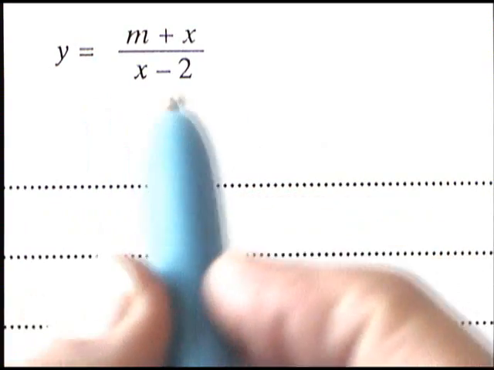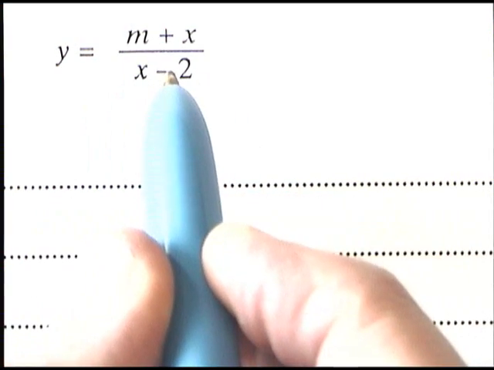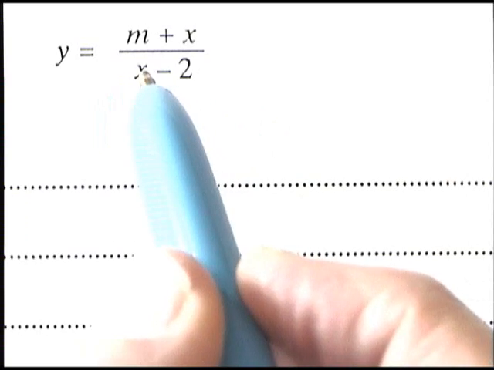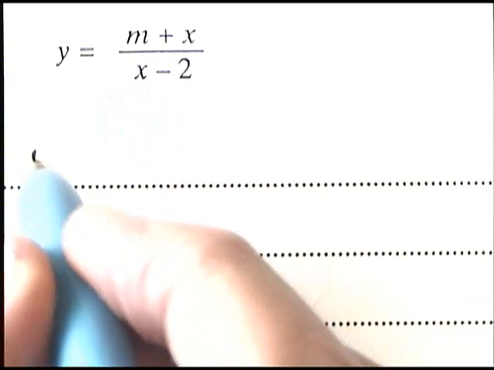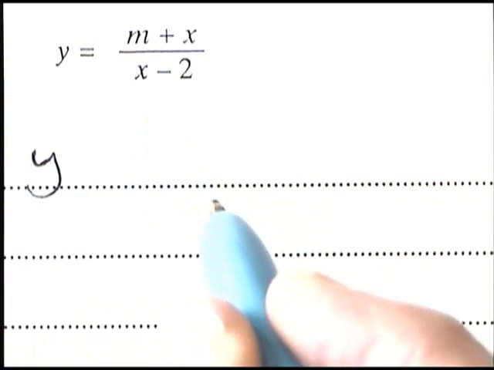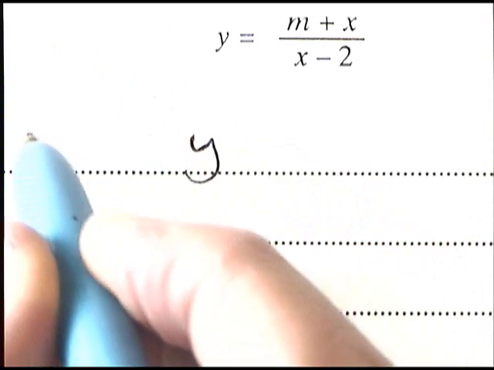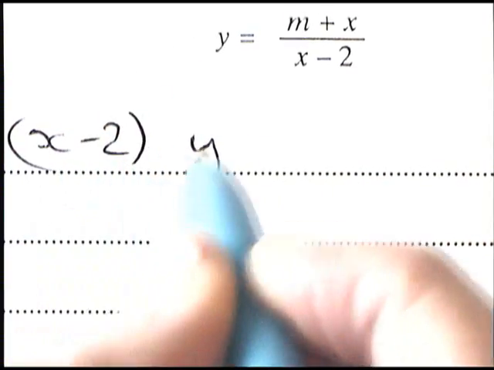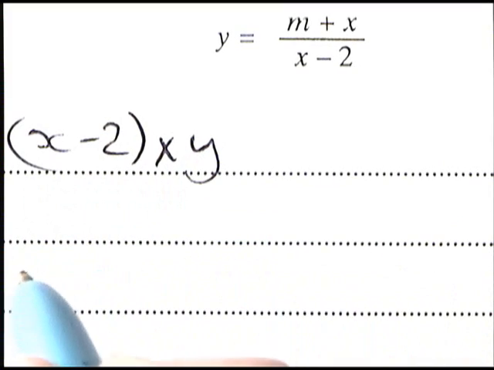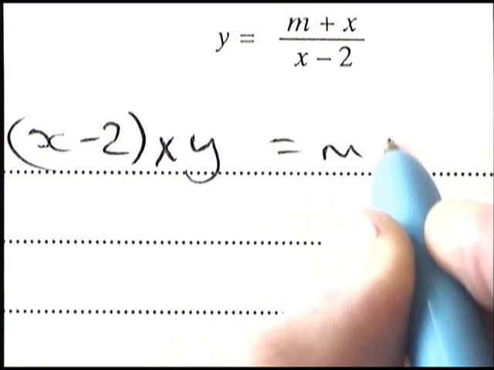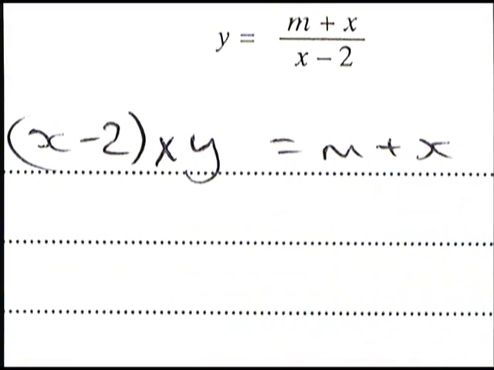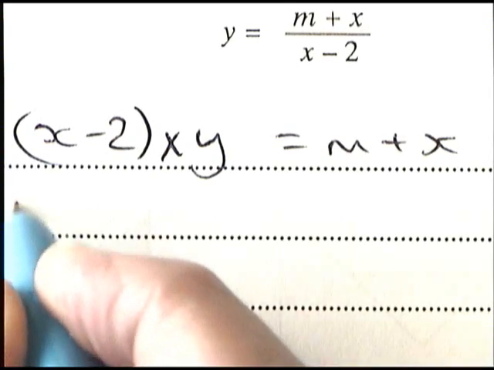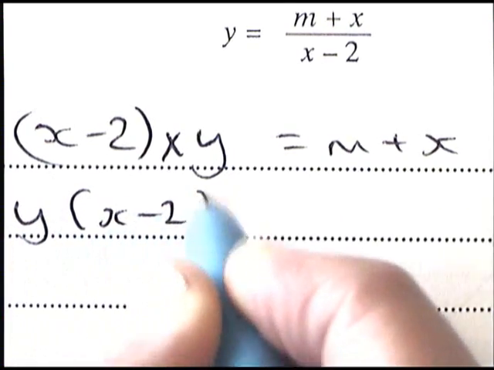First thing to do is to shift the bottom part here of the fraction. The bottom part of the fraction is a dividing, so I can shift that x minus 2 to the left hand side where it will be multiplying. So I can have x minus 2 times by the y, and on the right hand side the m plus x will stay there.